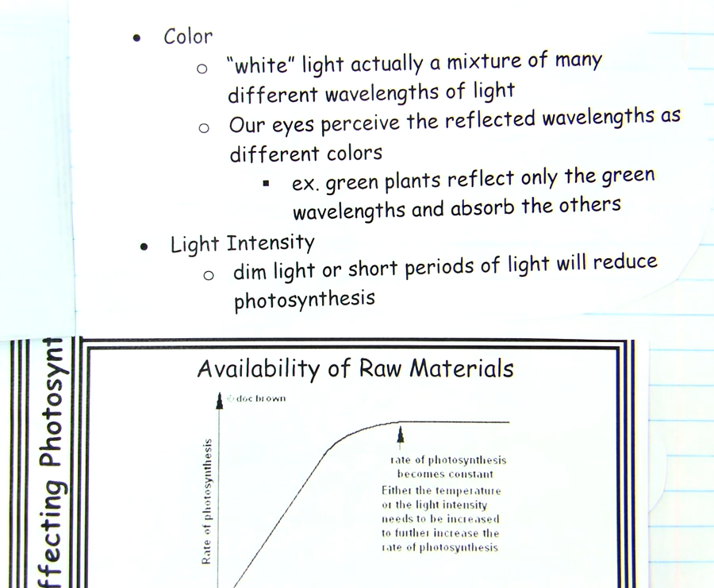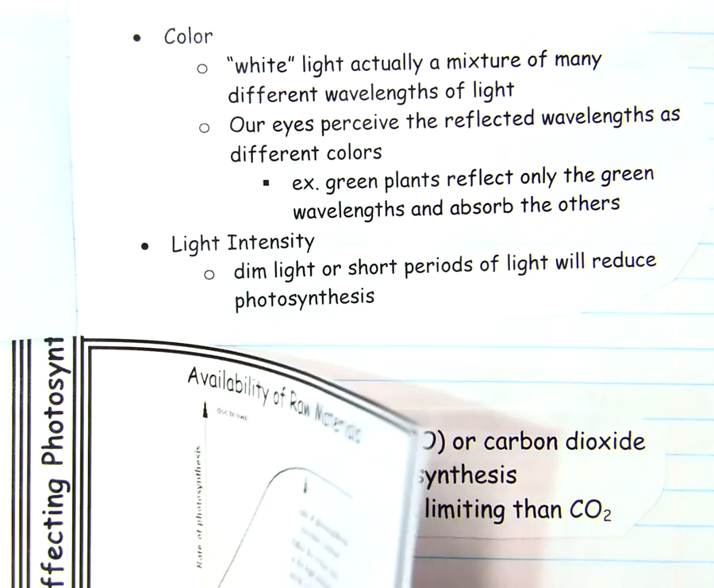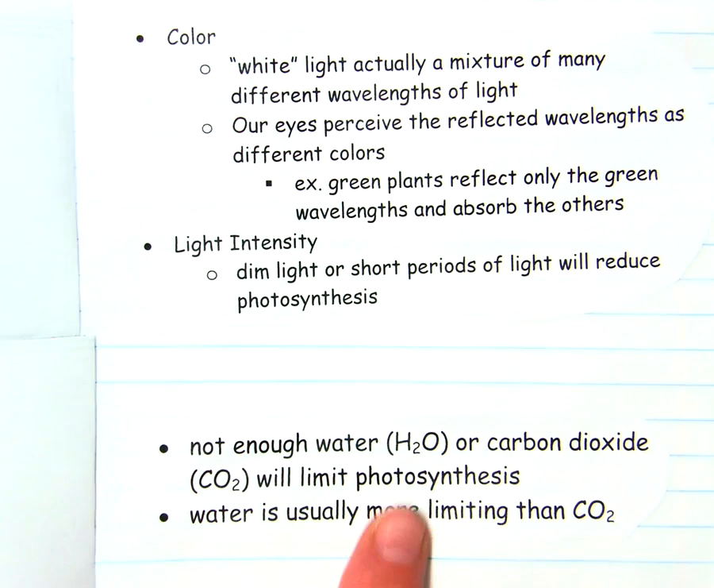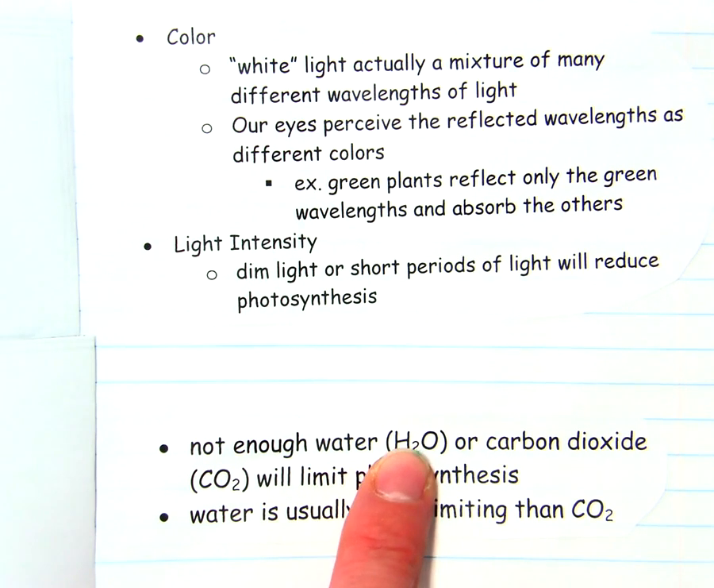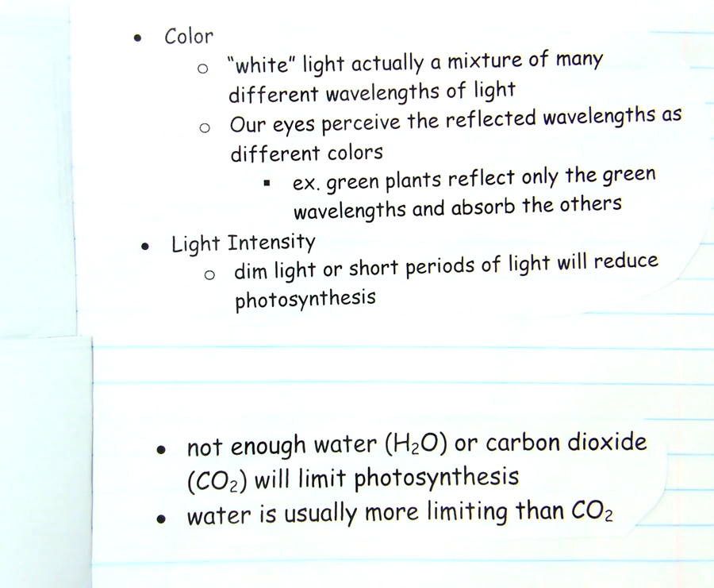Our next factor is the availability of raw materials, so the things that are needed, the reactants in our equation. So the 2 reactants we had were water and carbon dioxide. If the plant doesn't have enough of either one of these, it's going to limit or reduce the amount of photosynthesis.